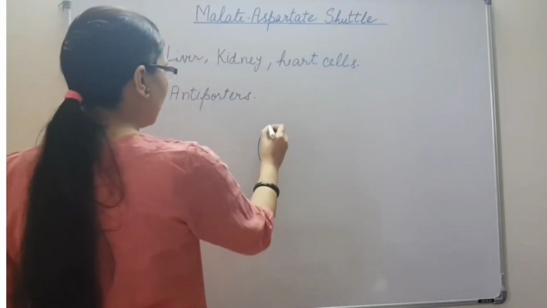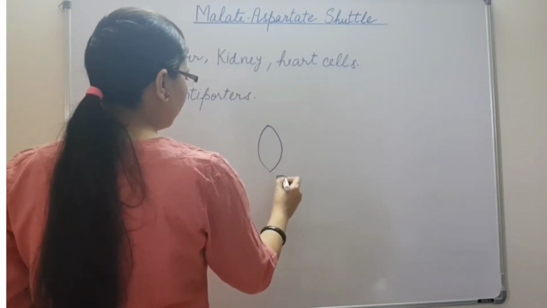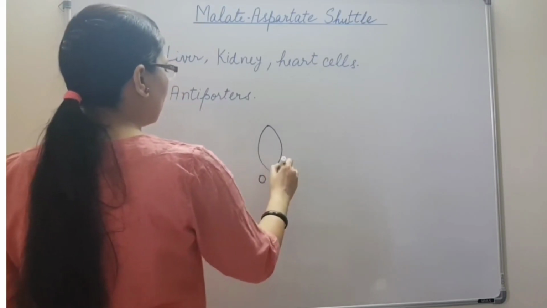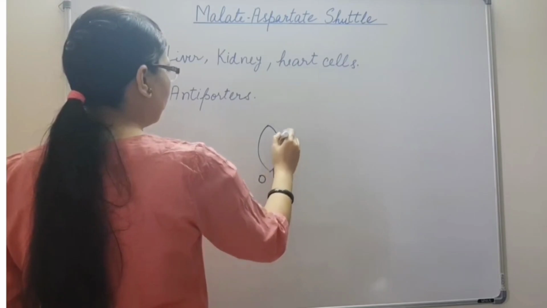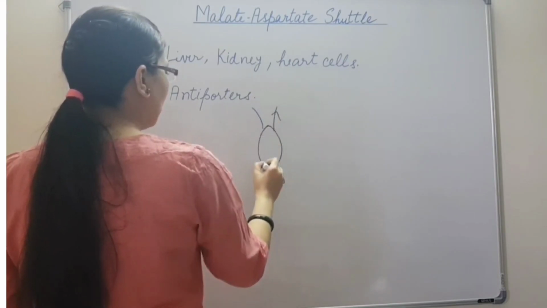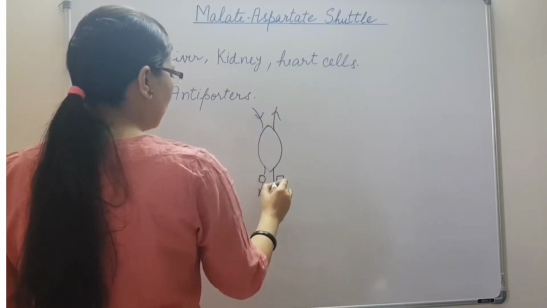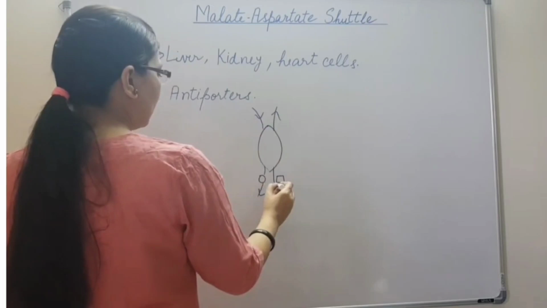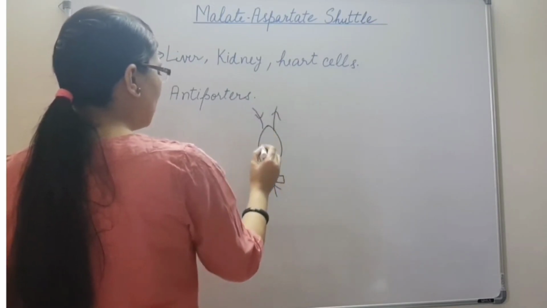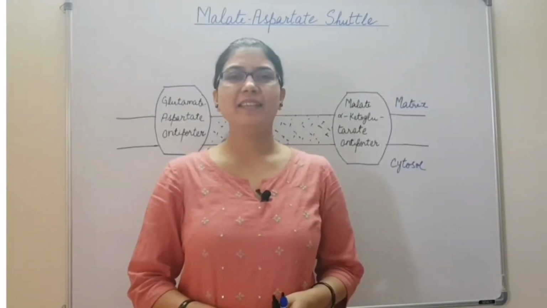These are co-transporters which allow the movement of two or more molecules in the opposite direction. Suppose this is an antiporter. If one molecule moves in this direction, then it is coupled with the movement of the other molecule in this direction. Or in other words, if one molecule is exported, then it is coupled with the import of the other molecule. Let us see this in detail.